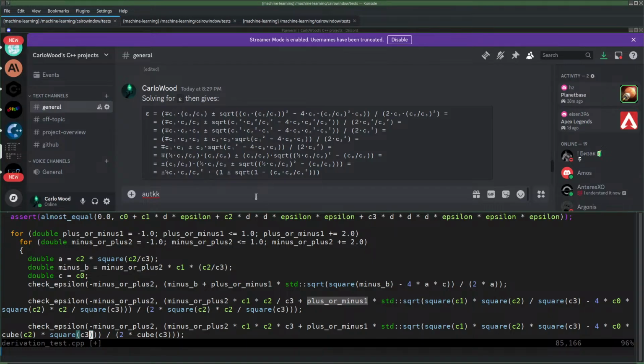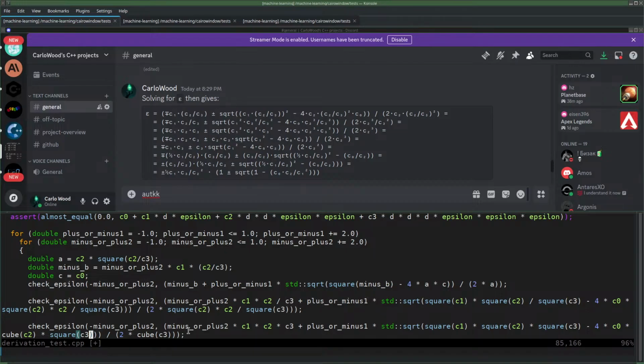Yeah, this one: minus or plus times C1 times C2 times C3 plus or minus the square root of C1 squared, C2 squared, C3 squared minus 4 times C0 times C2 cubed times the square of C3, and then divided by 2 times the cube of C2.